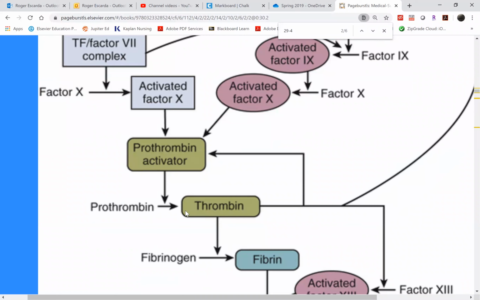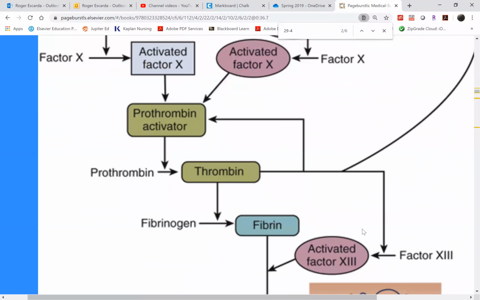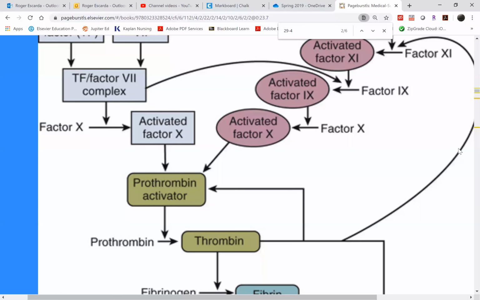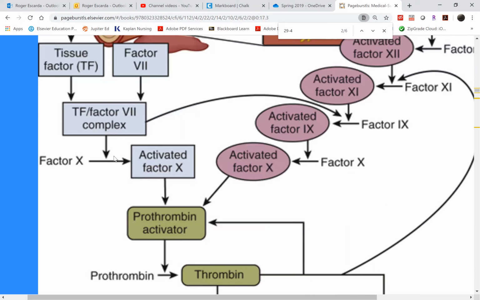This is what you need in order to catalyze fibrin. Once you have fibrin, this will hold the clot together. These strands you see here are the fibrin holding the whole thing together. This is now a permanent clot. The clot you formed at the extrinsic pathway is a very unstable clot, just a temporary plug.